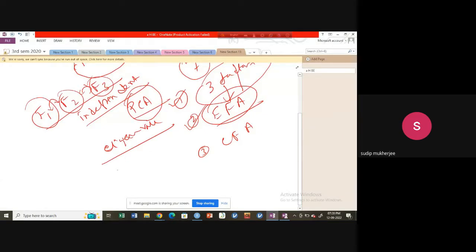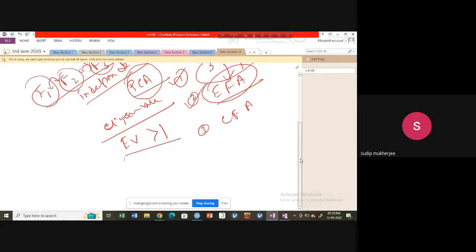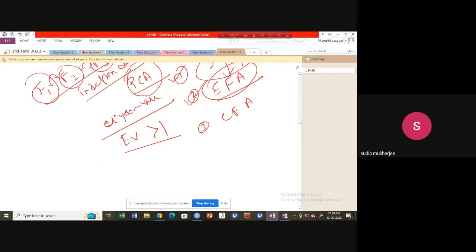What is the rule? Generally, in literature, if the eigenvalue is greater than 1, then we consider that as a factor. This is the rule that we follow in literature. So, what is the first step for factor analysis? First is to find out the eigenvalue. And on the basis of the eigenvalue, the factors whose eigenvalue is more than 1, we consider as a factor for our further analysis.